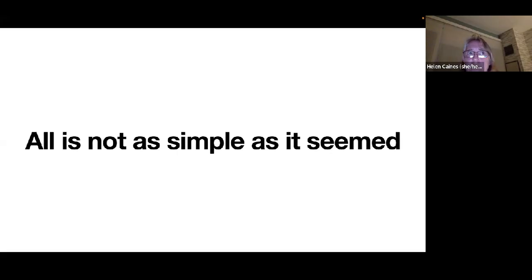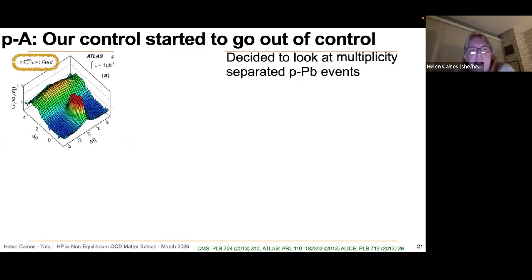So what am I going to talk about for the next 20 minutes or so? Well, then we started to get smart and our controls started to go a little bit out of control. So we decided to look at p-Pb events, instead of inclusively, to look at them as a function of multiplicity, of how many particles were actually created in the collision.